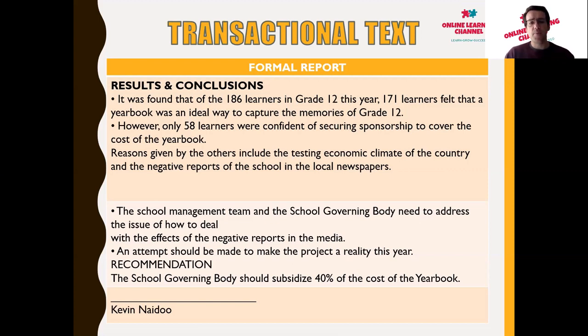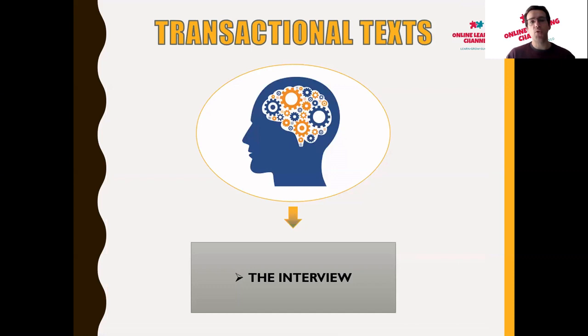An attempt should be made to make the project a reality this year. The recommendation, therefore, is that the school governing body should subsidize 40% of the cost of the yearbooks. So put aside some funds, make them available for this particular year group to put together an actual yearbook, and capture their memories and leave a legacy that will continue for many, many years to come. Yours sincerely, Kevin Naidu. All right, so that's an example of a formal report.